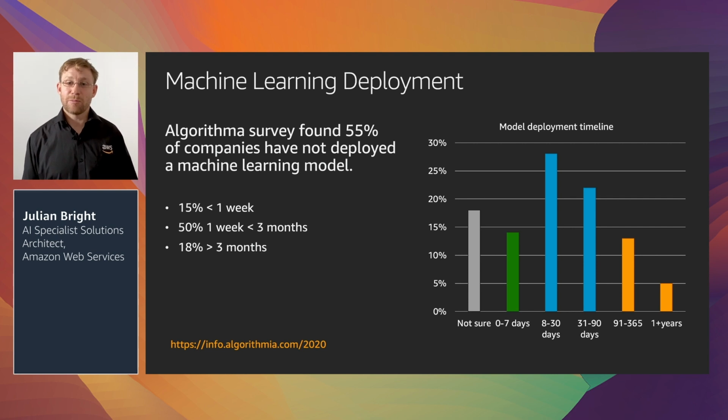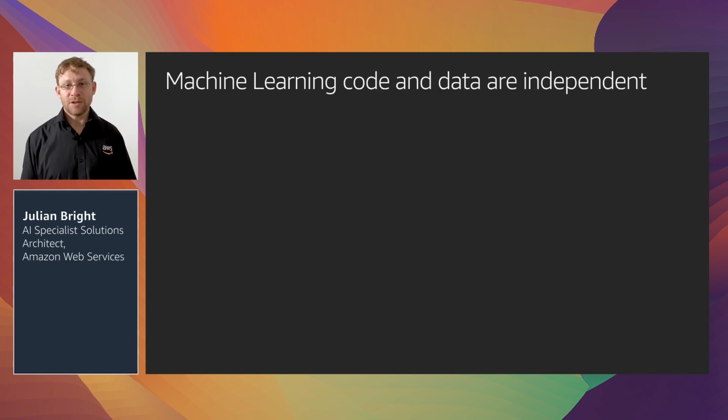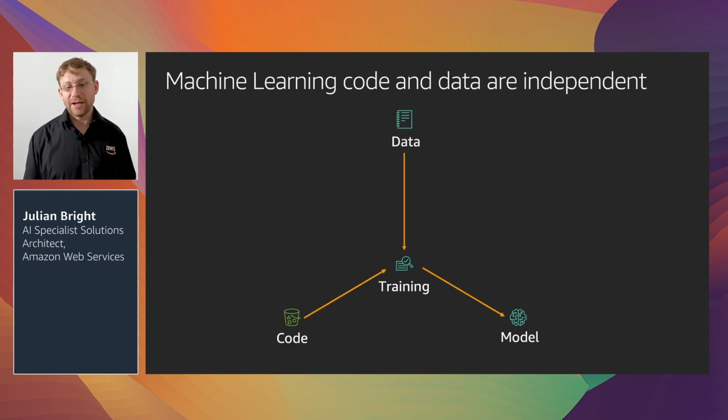So we're seeing a big discrepancy here from that very fast early release cycle from software development compared to machine learning. So why is this? Well, machine learning has an interesting challenge whereby code and data are independent from each other. So in the training process where we build a model, the code is independent from the data and the model is an artifact of this training process.